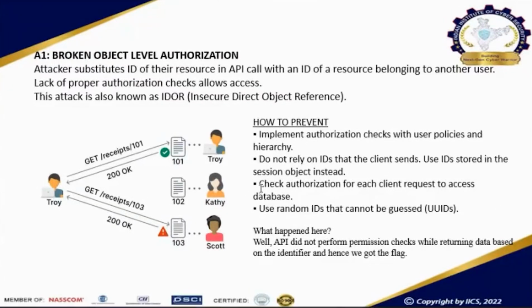So here it says that we should check authorization for each client request to access the database. We have to check that the person requesting the content is authorized to see that content or not. If he is not authorized, then we should not give it to him. Then the next point is random IDs. We should use random IDs that cannot be guessed.